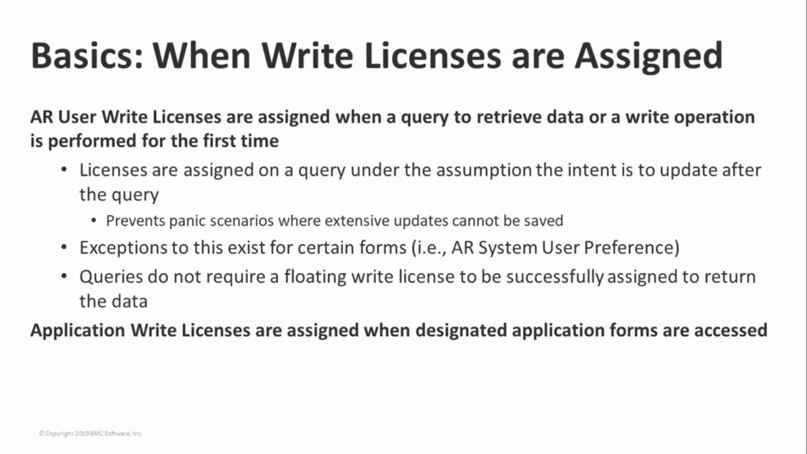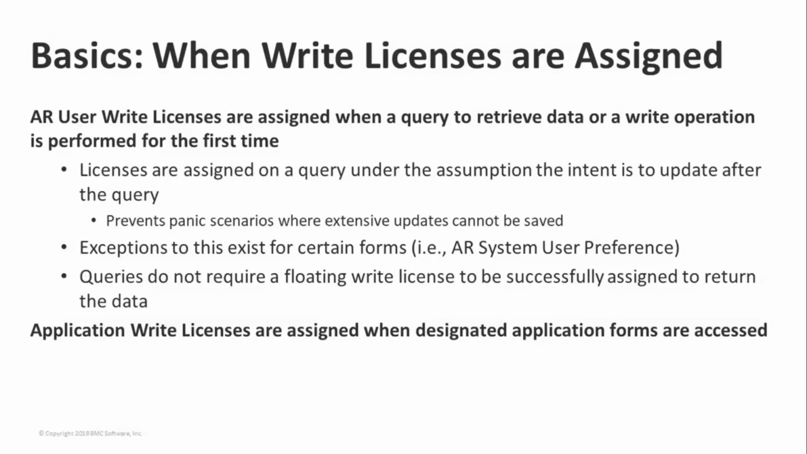Okay, so when are the write licenses assigned? These licenses are assigned when a query to retrieve data or a write operation is performed for the first time. Licenses are assigned on a query under the assumption that the intent is to perform some sort of update after that query. By doing this, it prevents any panic scenarios where you've been typing 20 minutes of text in on a ticket, and then you find out when you go to save it that you can't, because there's no write license available. In this scenario, you've already got your write license on the query, so you're safe to go ahead and do that submission.